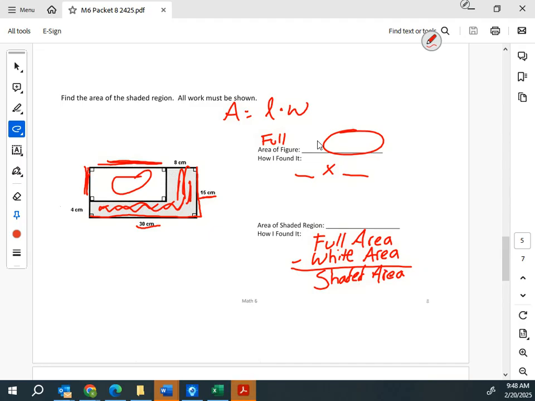So you find your full figure, and you put that here. Then you find your white area and you subtract it from the full area, and you're left with that shaded area.